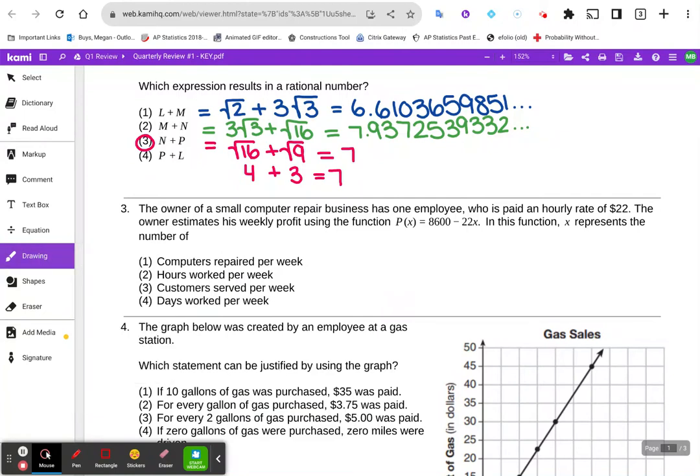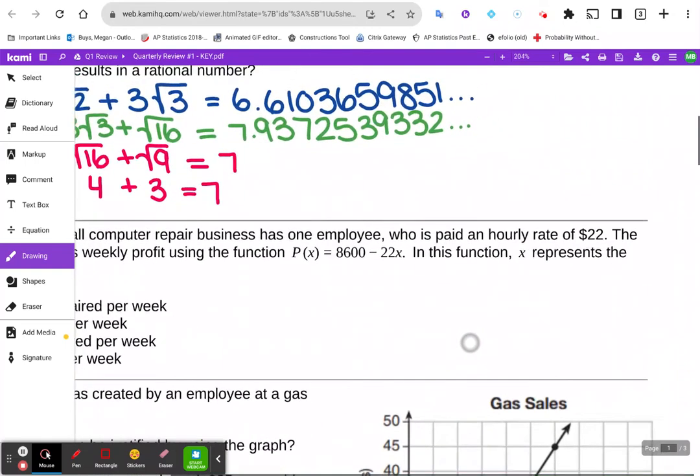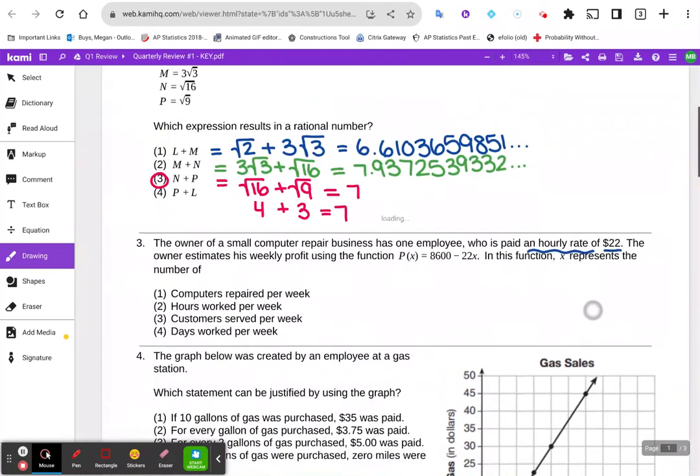In our next one, we have the owner of a small computer repair business who has one employee who is paid an hourly rate of $22. The owner estimates his weekly profit using the function 8,600 minus 22x. In this function, x represents the number of... remember, this number 22 is how much they're paid on an hourly rate. That's the same as saying each hour.